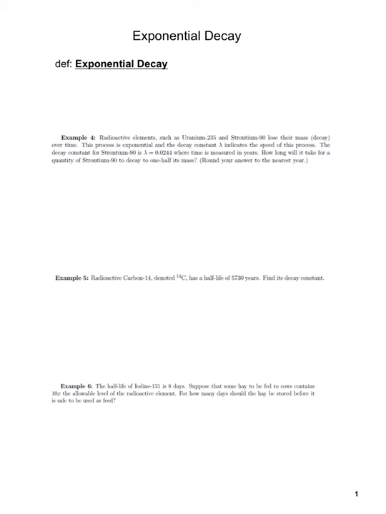All right, so exponential decay is nice because it's almost identical, or it is identical, to exponential growth, but now we're decreasing. But the problems are going to set up almost identically, right? So in this one here, we have radioactive elements. We have a decay constant, right? Instead of a growth constant, it's a decay constant now, and that's going to be called lambda.